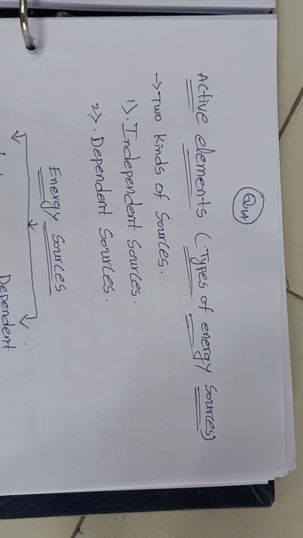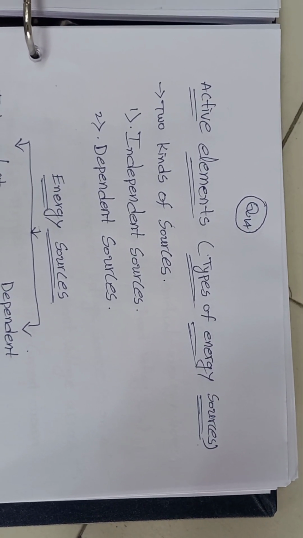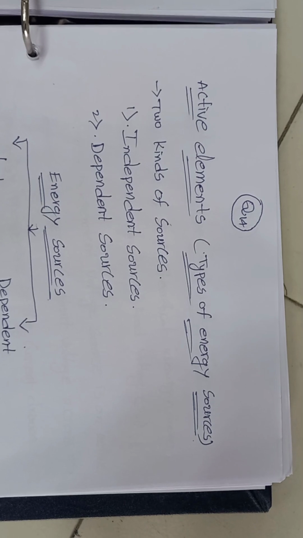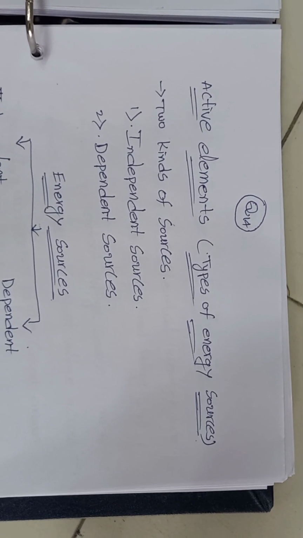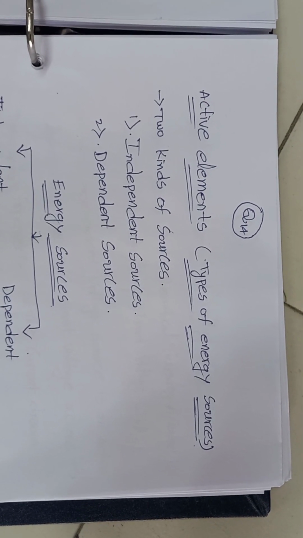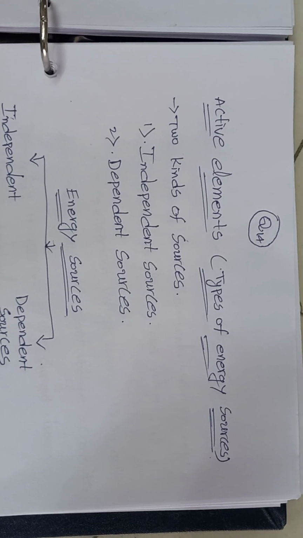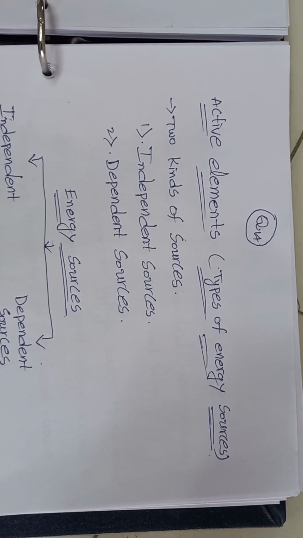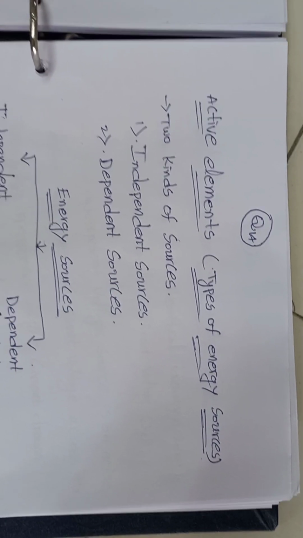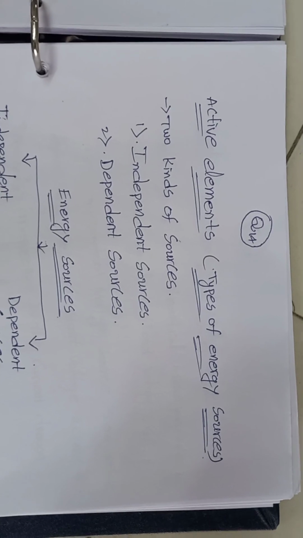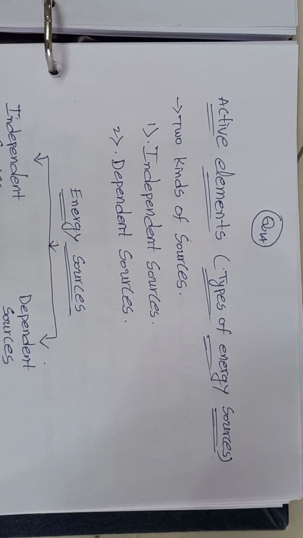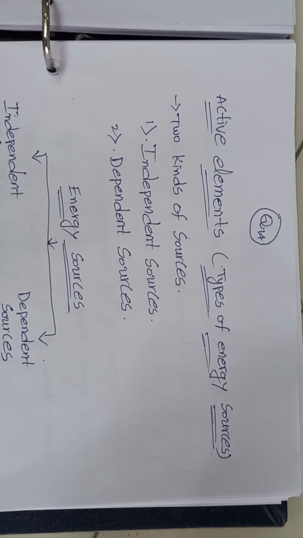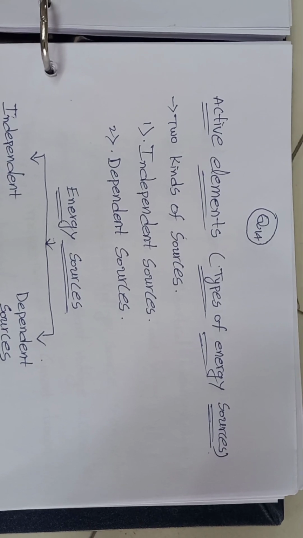Out of 50, next our question number is 14. Types of energy sources. So we have two types of energy sources. One is an independent source, another one is a dependent source. So already we discussed and I have said what is the meaning of independent source and dependent source.